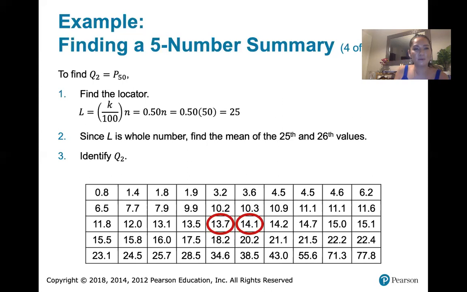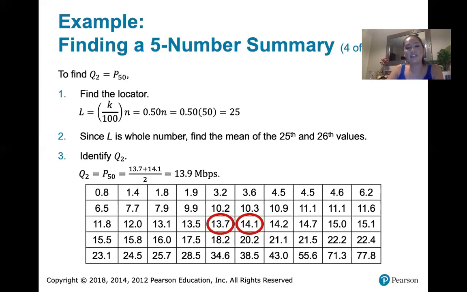Now remember what we said when we were talking about calculating the median earlier, when we were discussing measures of center. We said if the number of values is even, like n equals 50 is even, you take the middle two values and you find their mean. That's exactly what we're doing here. If L is a whole number, that means the number of values is even, at least in this case when we're talking about the 50th percentile. So we're going to take the mean of that value and the one after it. So the 25th and 26th values, and that's giving us our 50th percentile or second quartile or median. All the same thing.